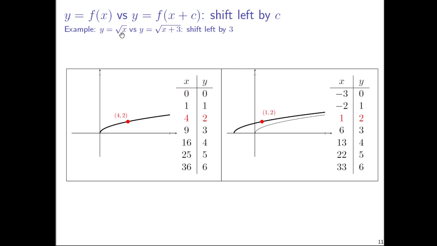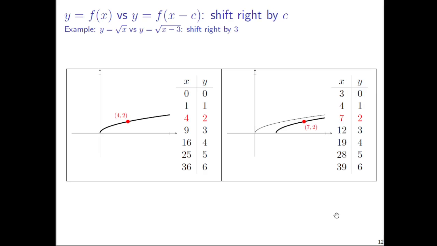So what about y equals f of x versus y equals f of (x plus c)? Notice the plus c is in parentheses. This should be a shift to the left by c units. So comparing in our example y equals root x versus y equals root of (x plus 3), you can really check that the point 1, 2 is a point on the graph of y equals root of (x plus 3). So the point 4, 2 that you had before is now at 1, 2. To achieve the same y value, instead of the x coordinate being 4, the x coordinate now has to be 1.